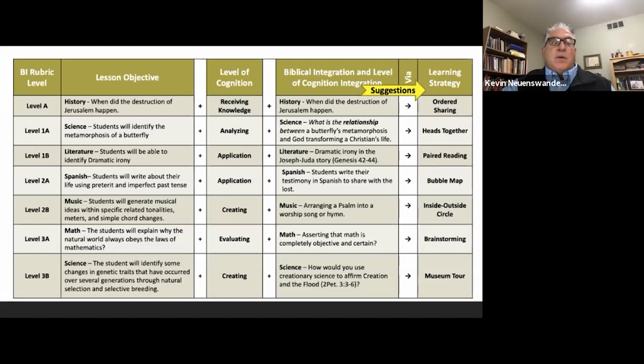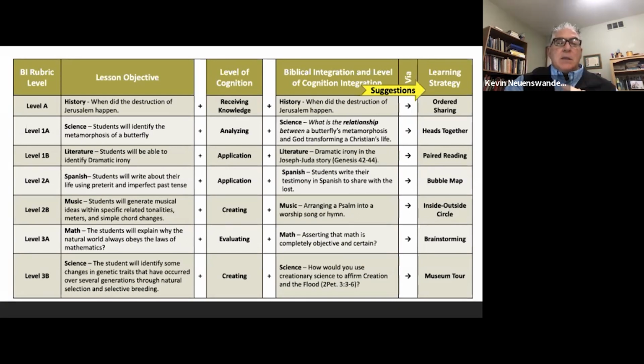So I was teaching, and the lesson objective was: students will write about their life using preterite and imperfect past tense. Spanish has two past tenses, preterite and imperfect. Preterite happens like at a point, like I ate yesterday. Imperfect is when it happens as a cycle. So I ate in the cafeteria all of last year. So that happened over and over and over again.